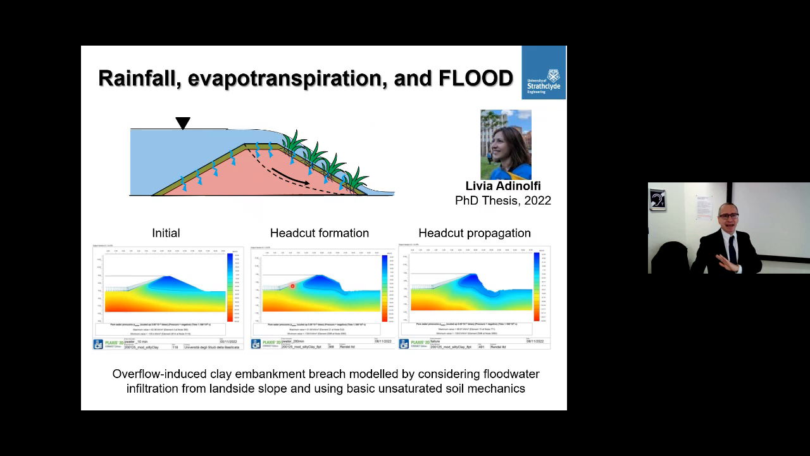I mentioned all the time rainfall and evapotranspiration, but the story applies also to flood water. A problem that happens in the UK, the overflow-induced breach of flood embankments, the process is exactly the same as rainfall. The same way you have rainfall infiltrating in the soil, you have flood water infiltrating in the soil, and the same way infiltrating rainwater is causing instability, you can model the instability of an embankment by considering the same infiltration of flood water within the embankment.